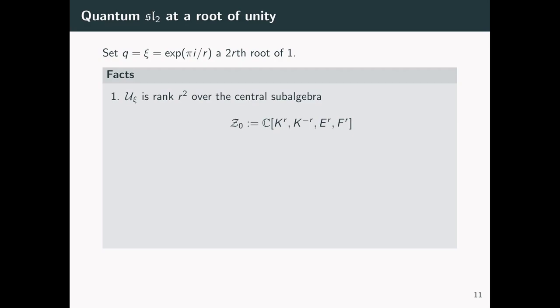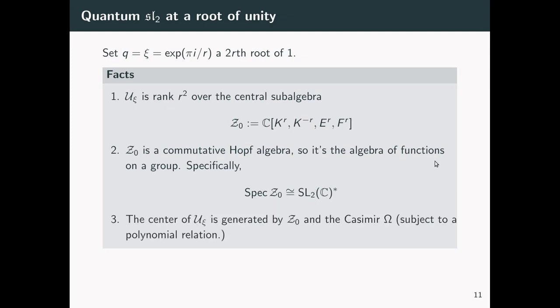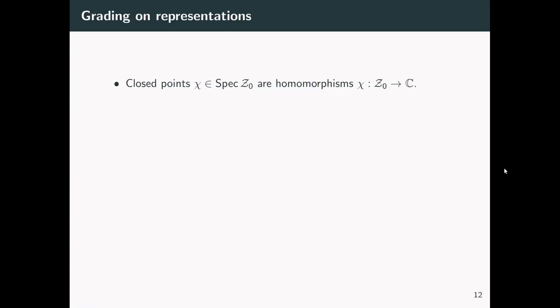All right, so I have this big central subalgebra, which, as I mentioned at the end of the last part, is very important and is a good thing if you want to get quantum invariants. So Z_0 is commutative, which means that it's a commutative Hopf algebra, so it's the algebra of functions on a group. Specifically, the spectrum of Z_0 is SL2C star. I'll say what I mean by star in a second. It's not the dual group in the usual sense. Finally, the center of U_ξ is basically just Z_0 and the Casimir, which is subject to an r-th degree polynomial relation, something with Chebyshev polynomials. I will explain what I mean by SL2C star instead of SL2C. It's the Poisson dual group of SL2C. We'll get to that later.